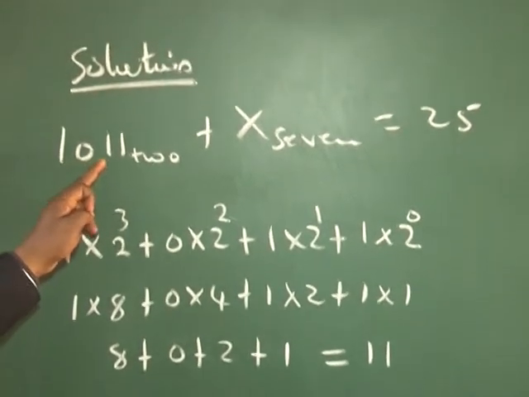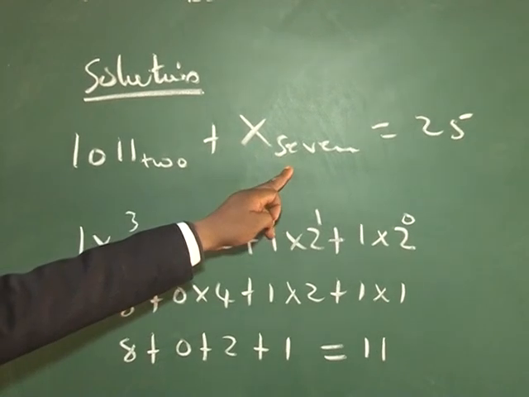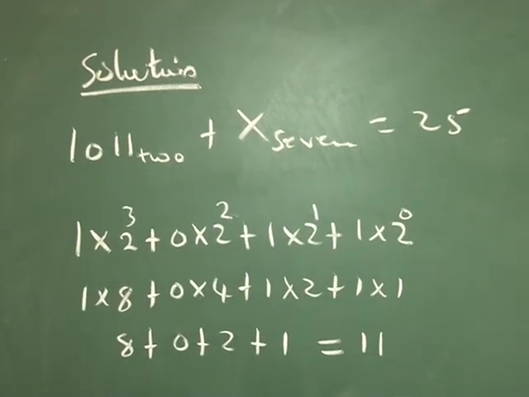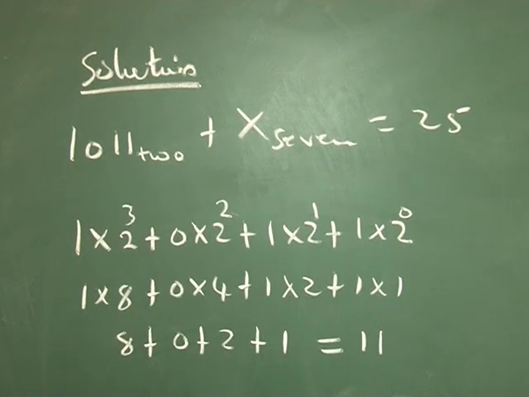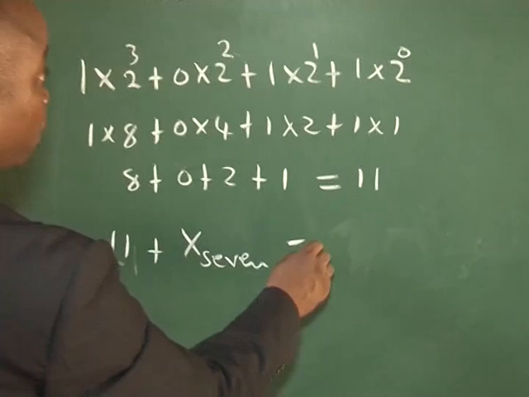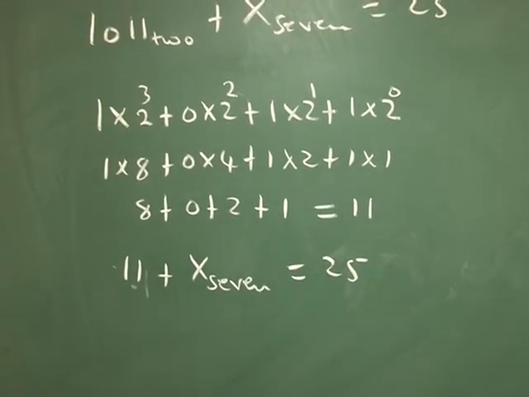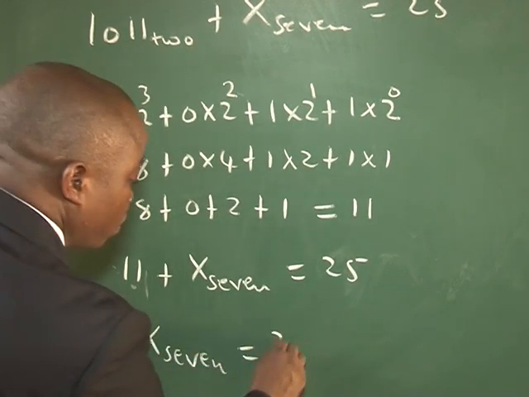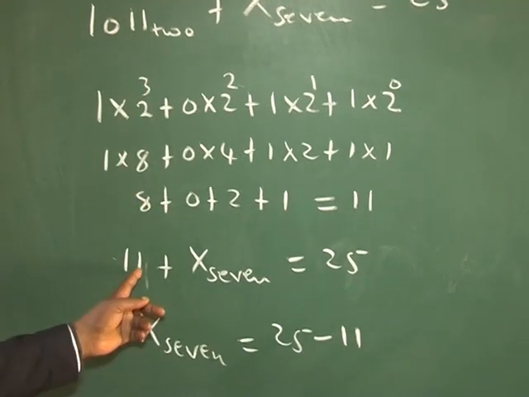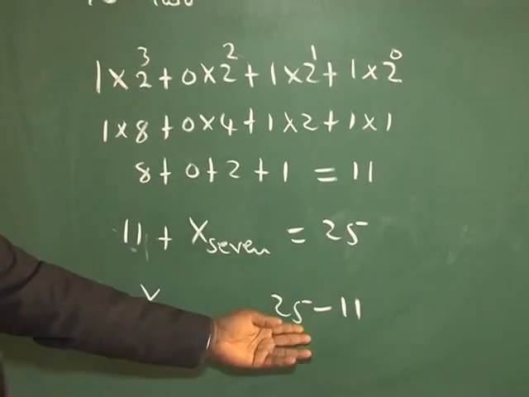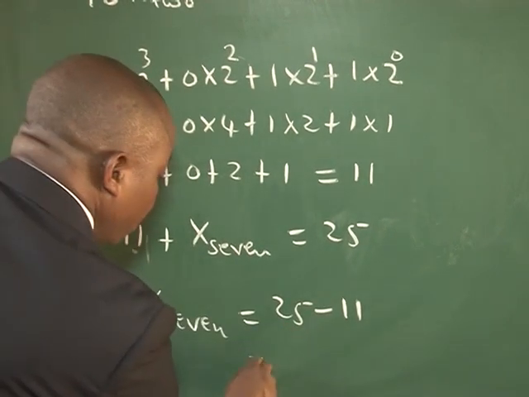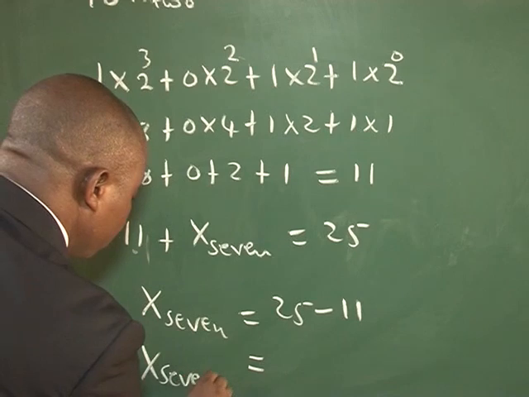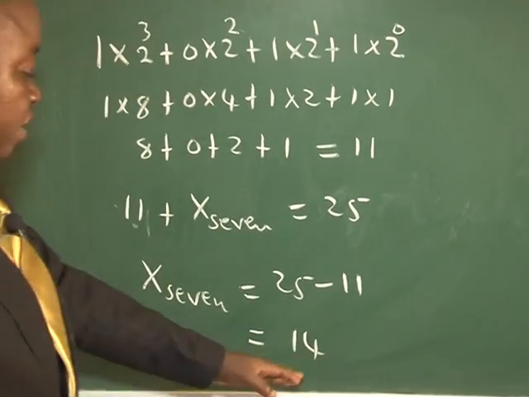Therefore, 1011 base 2 plus x in base 10 equals 25 could be written in this way: 11 plus x to base 7 is equal to 25. Collecting like terms, we have x to base 7 will be equal to 25 minus 11. I'm crossing 11 to this side. We know that it will give us negative. So x to base 7 is equal to 14 to base 10.